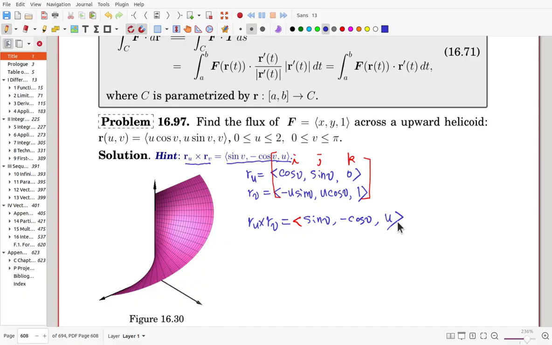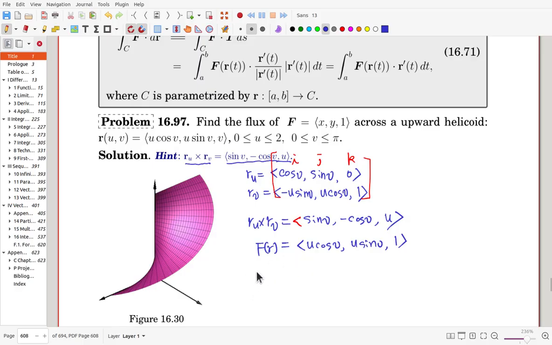Okay. Now for r, we have to express the vector field as a function of u and v. x is u cosine v, y is u sine v. And that is 1.